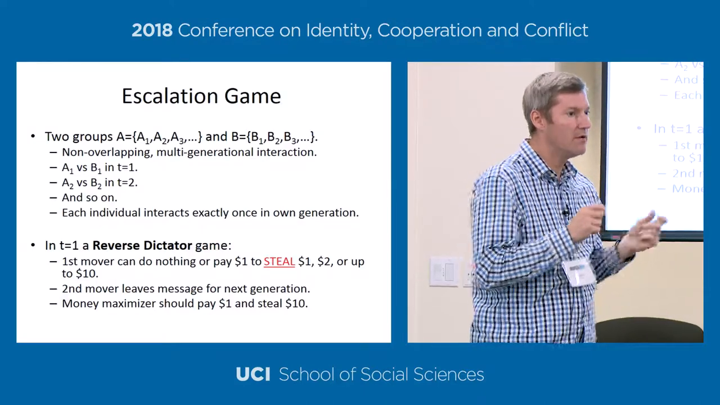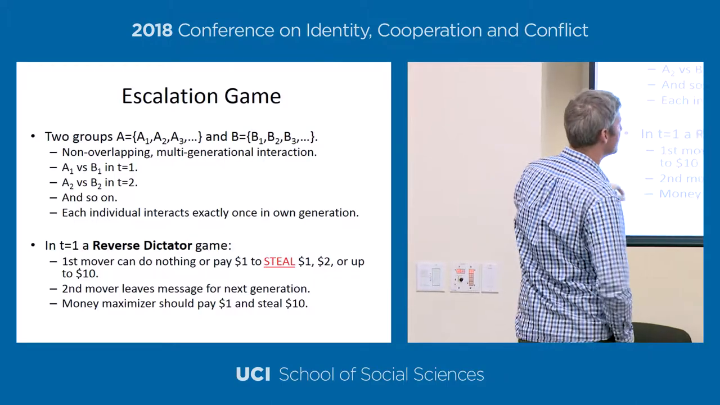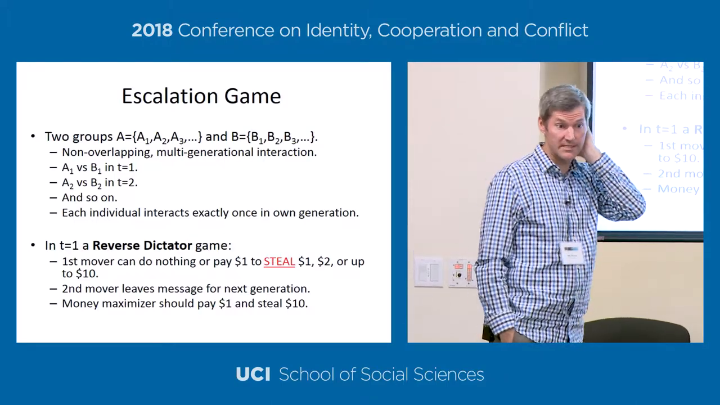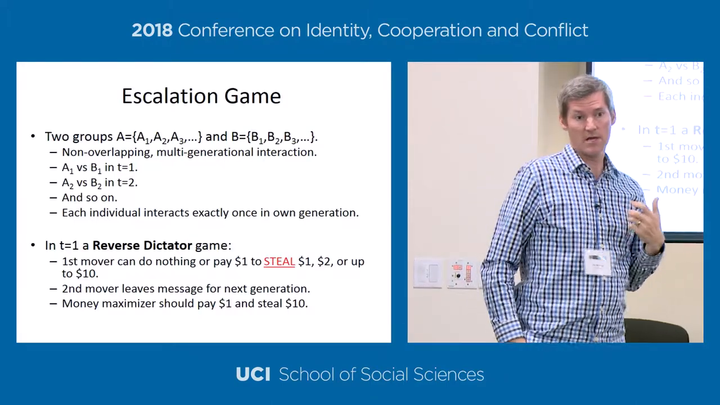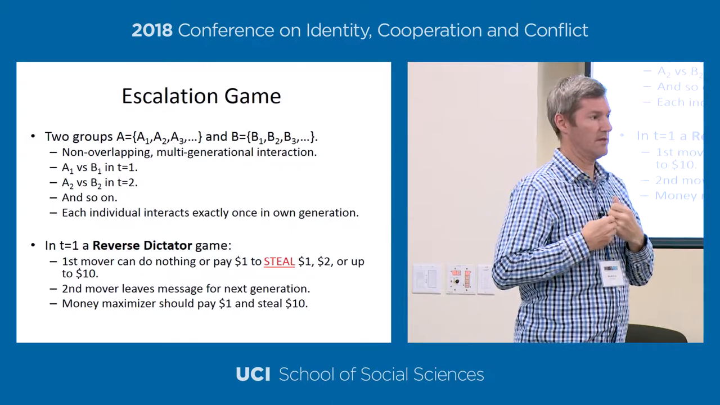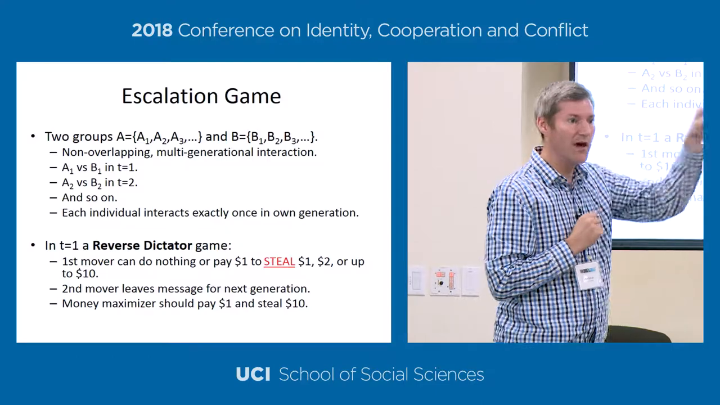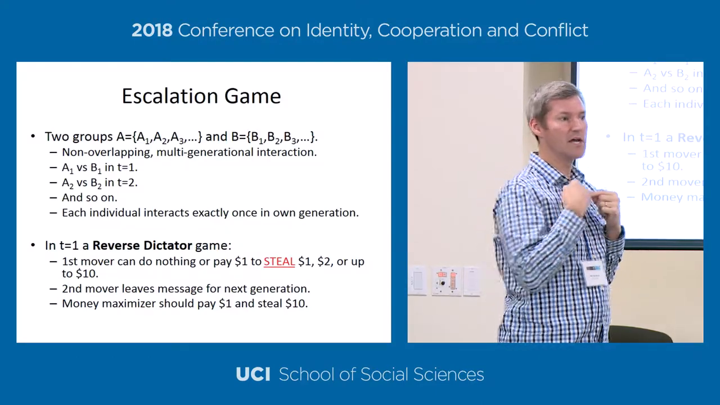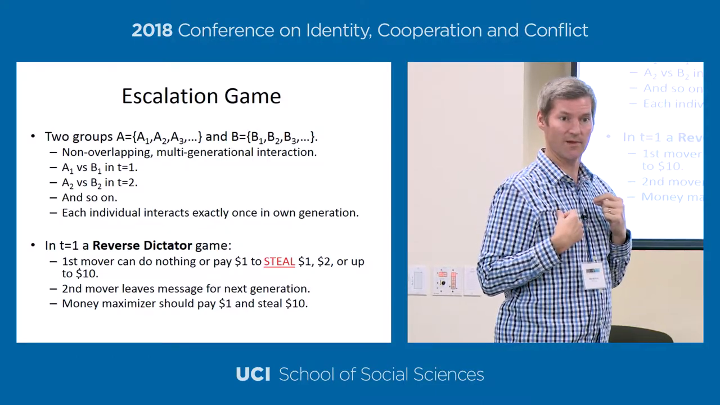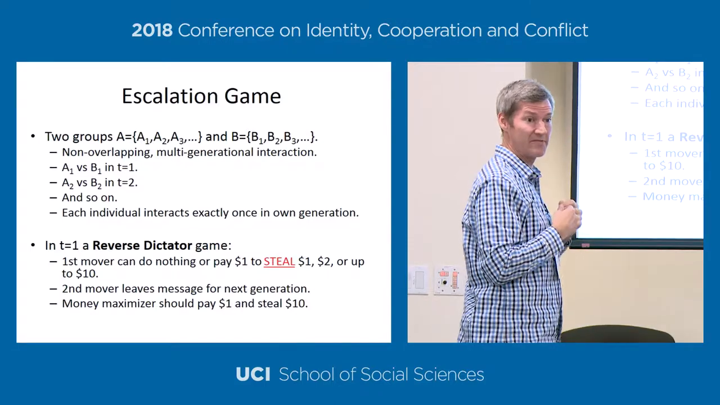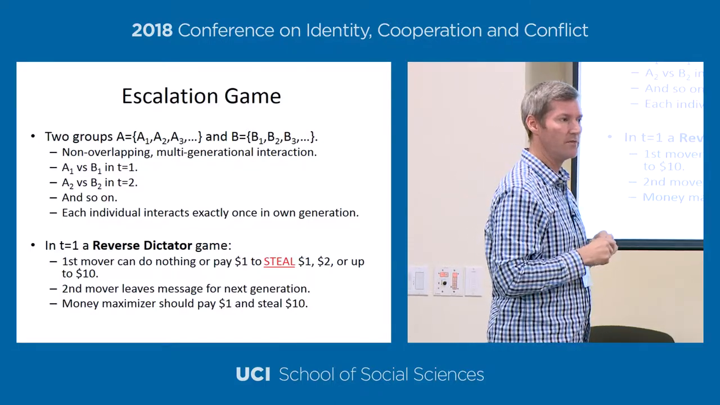in the first period between A1 and B1 is what we call a reverse dictator game. So you're all familiar with a dictator game where someone's given an amount of money, and then they can decide how much to give someone else. Well, in a reverse dictator game, the other person is given the money, and the first person decides how much they want to take. So it's theft. That's sort of the framing.